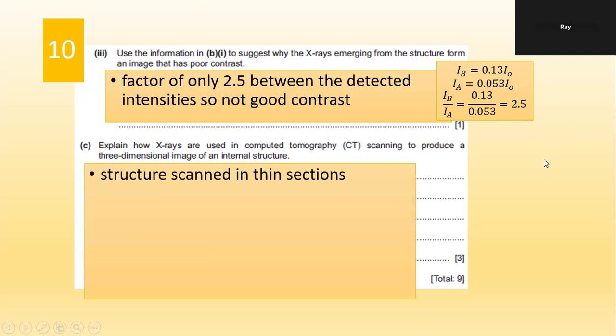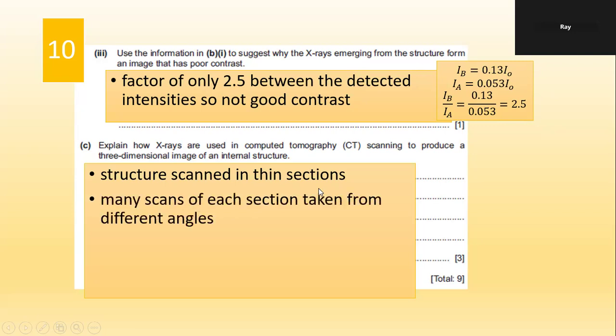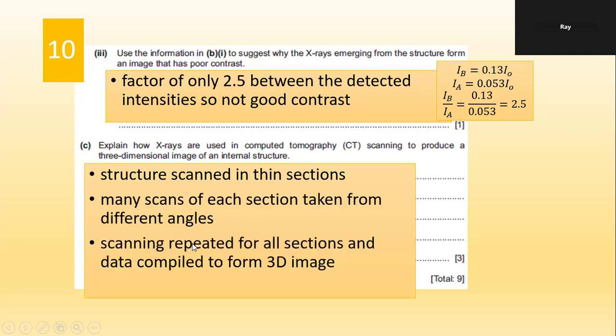So the structure is scanned in thin slices. Whereas with X-ray, you just do one exposure, that's all, and you get the picture of the internal organ. Whereas with this one, the structure is scanned in thin slices. Many scans of each section are taken at different angles. One section is ready, then you go to the next section. Scanning is repeated for all sections and data compiled to form a 3D image.